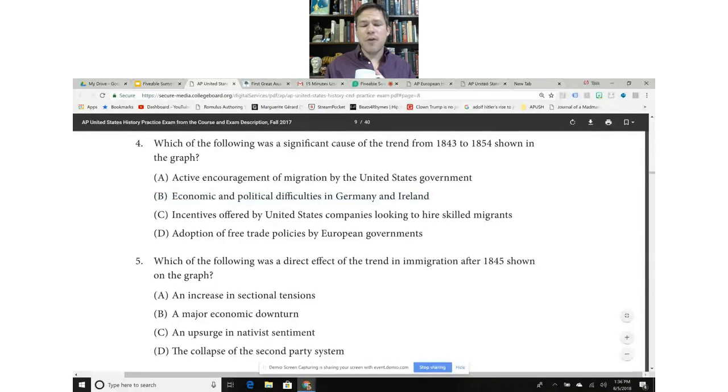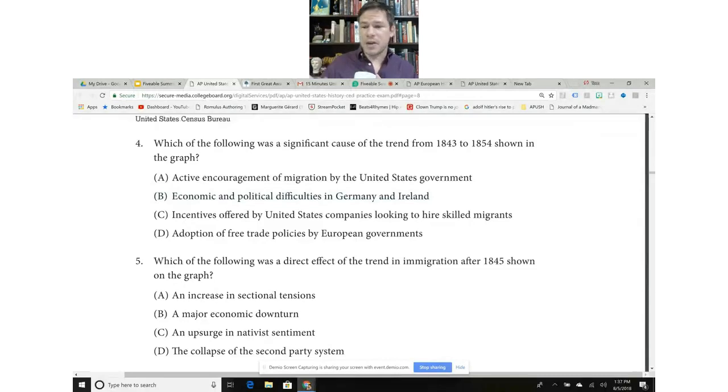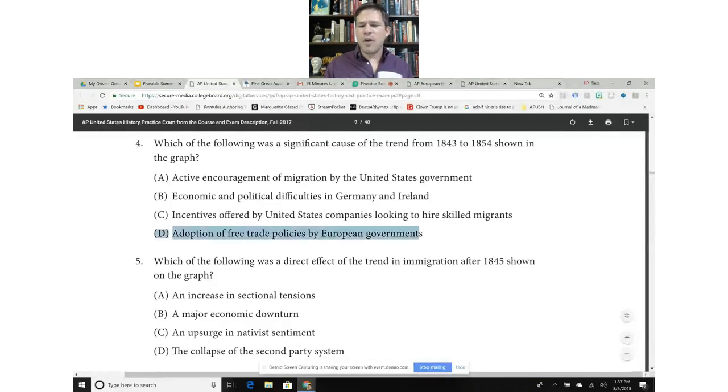Now, C, incentives offered by United States companies looking to hire higher skilled migrants. Now, that's out of period. That's, of course, something that we have in contemporary America, but certainly not then. Also, we know that the Irish immigrants tended to be unskilled laborers, and the Germans tended to be farmers. And so, D, adoption of free trade policies by European governments, this is irrelevant to immigration. So when it comes down to it, the question's really just asking, who were the immigrants during this time? If they know that they were coming from Germany and Ireland, then there we go.